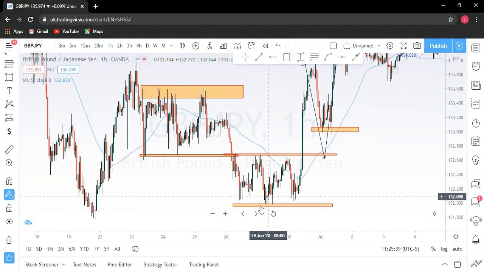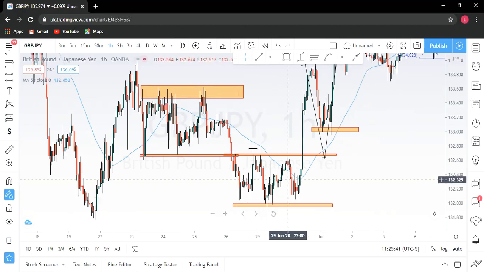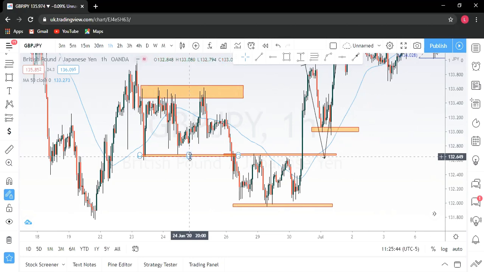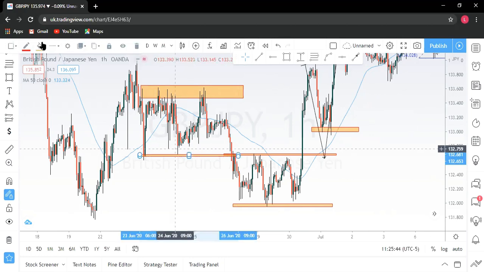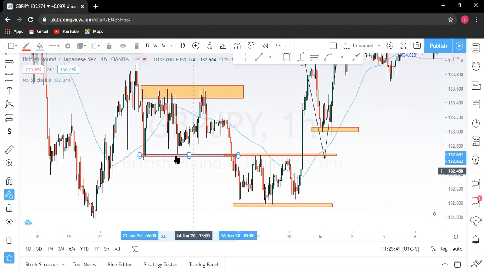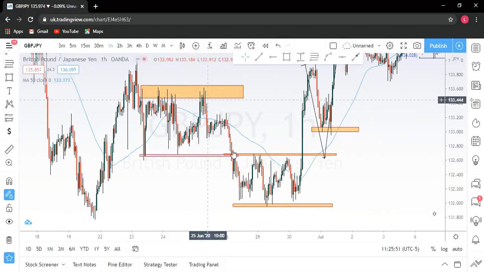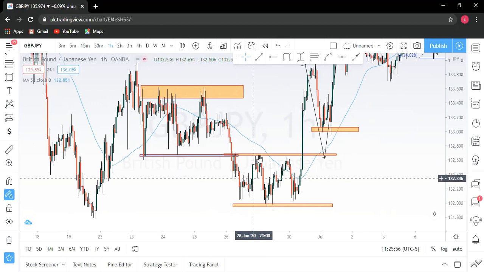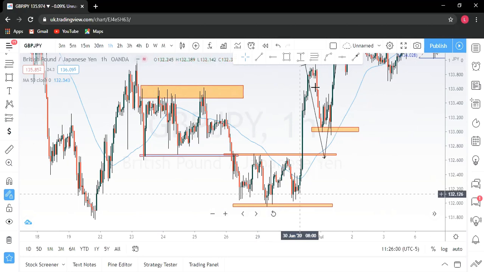Then they bought from this support. This was the support before. Let me change the color to blue. This was a support before because the market was buying from it. But when they broke it, it became what? It became resistance. Can you see? The market went to test it, then came down. Went to test it, then came down, and finally broke it again.